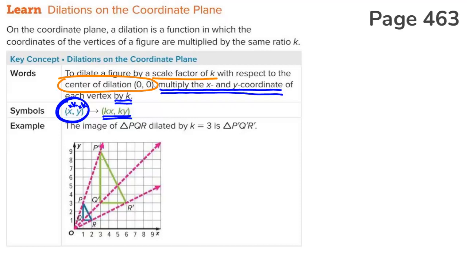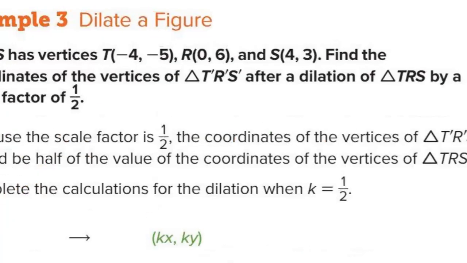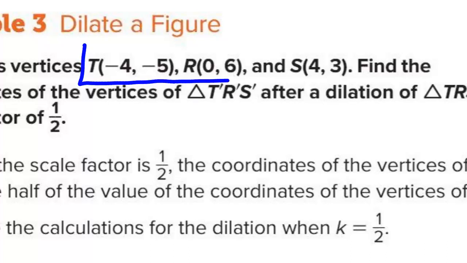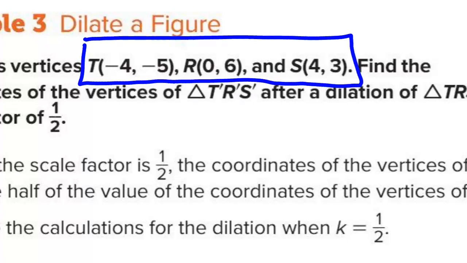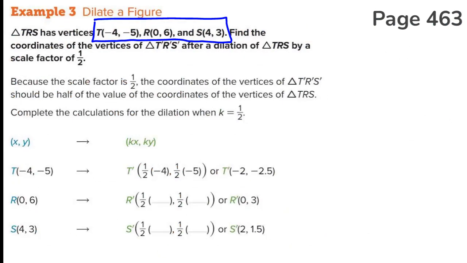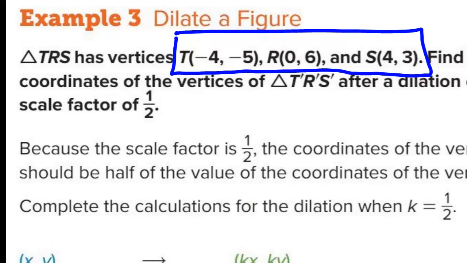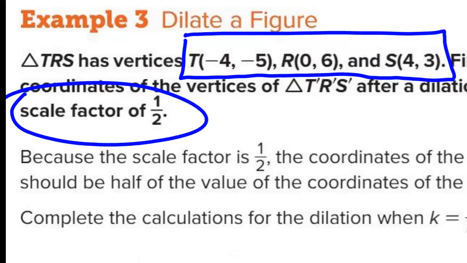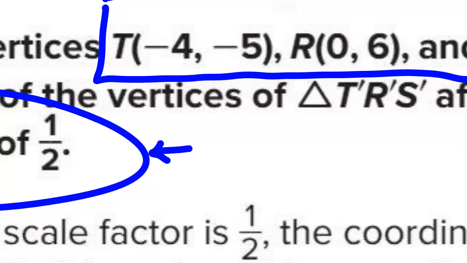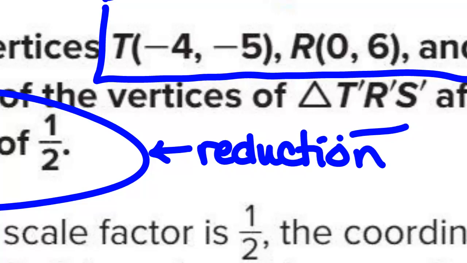Let's give that a try. Example number 3. I have a triangle, so I have 3 points plotted, 3 vertices. -4, 5 is point T, 0, 6 is point R, and 4, 3 is point S. And I want to dilate that by what scale factor? 1/2. So is this going to be an enlargement or a reduction? Reduction. My scale factor is less than 1.